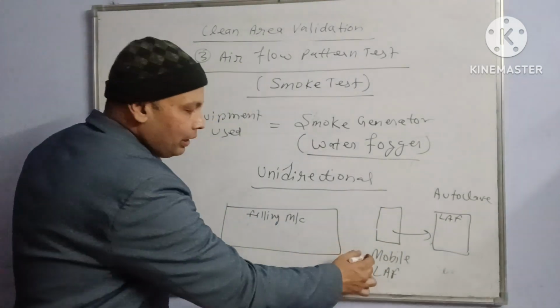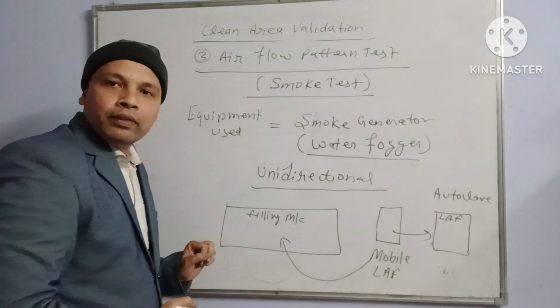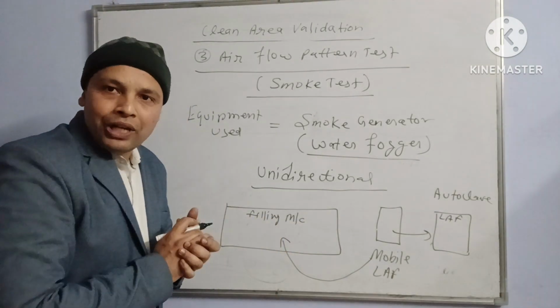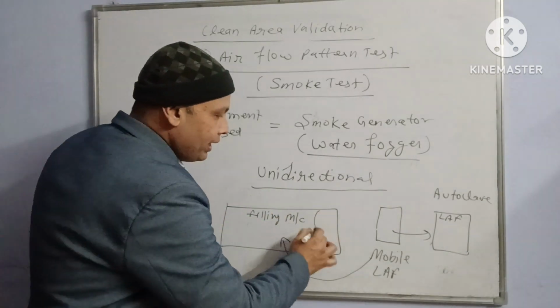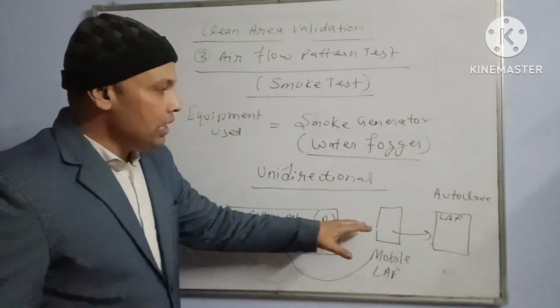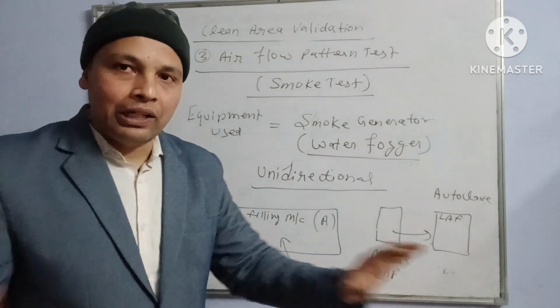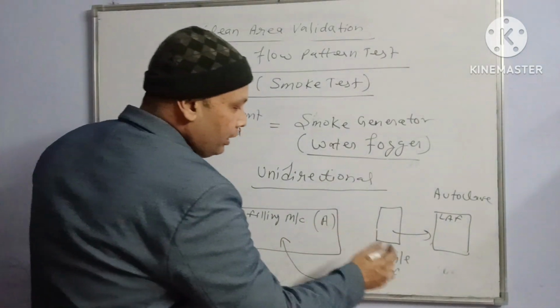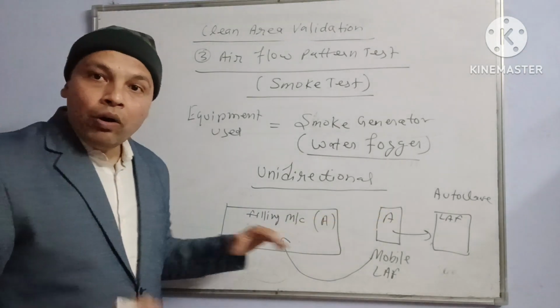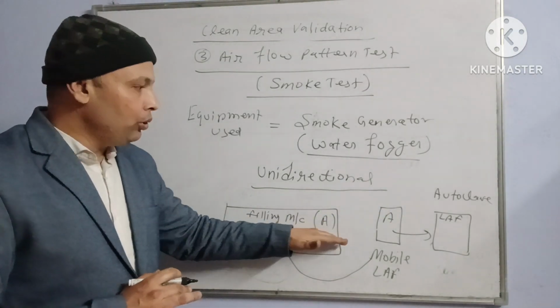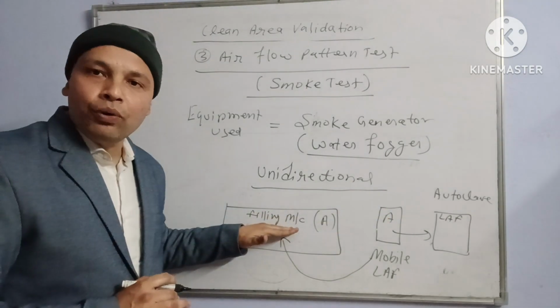Then you will load the material to the filling machine, and during loading also you have to check that the filling machine LAF is also grade A. Where it is LAF, all area is grade A. So under mobile LAF, it is also grade A area. So in all grade A areas, you need to show that unidirectional flow is coming.